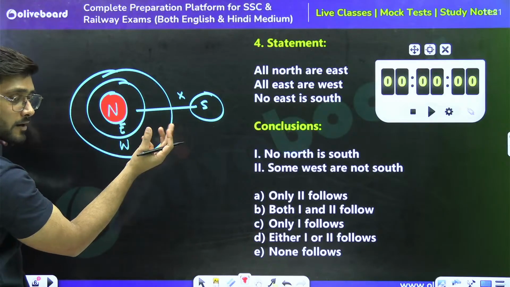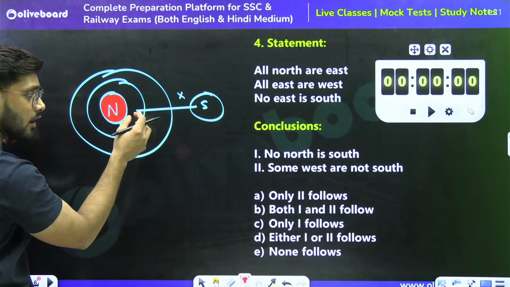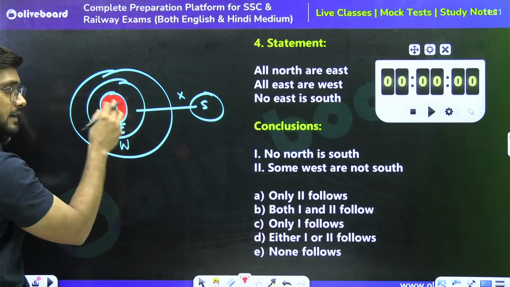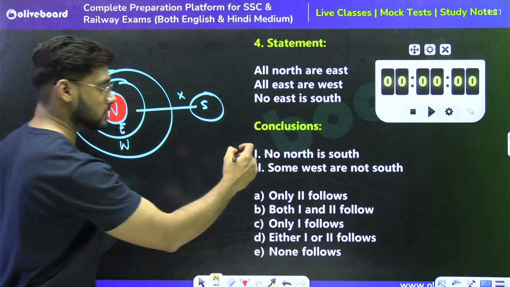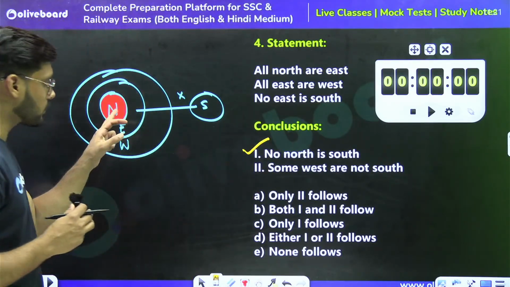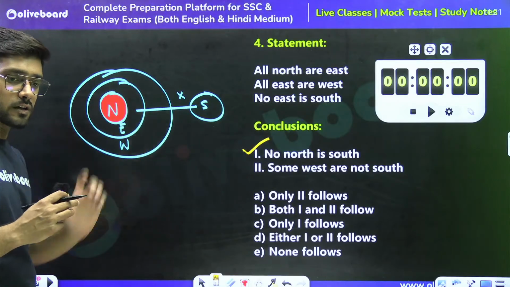Are you getting my point? If he is restricted from the outer element, then he is restricted from the inner element as well. So no north is south is true. No south is north and no north is south, both are true.